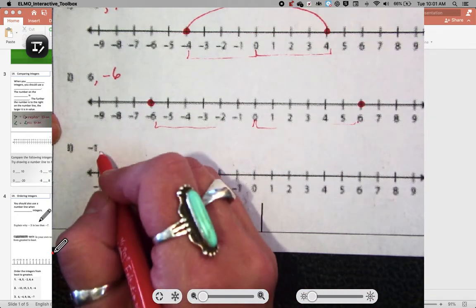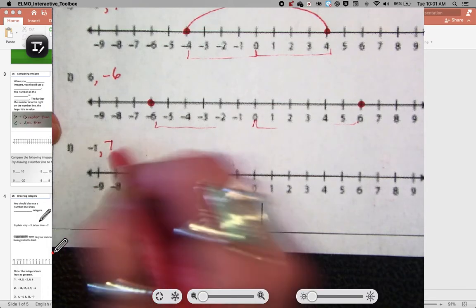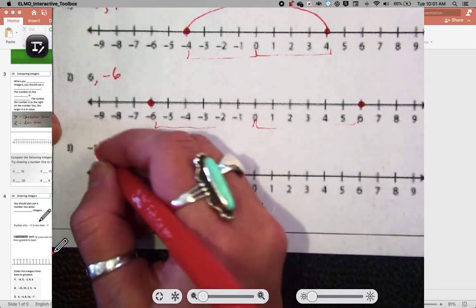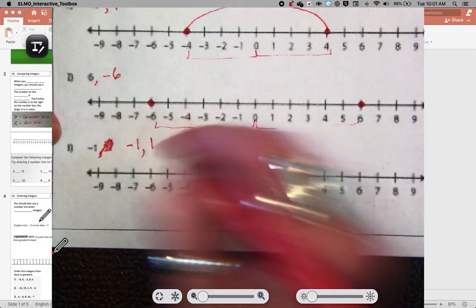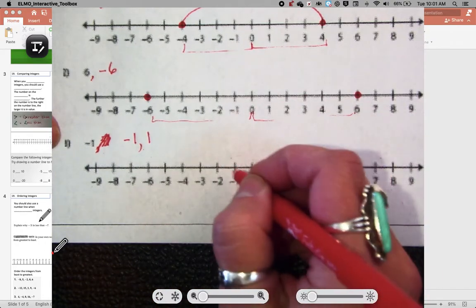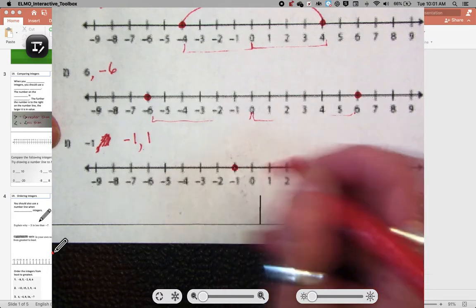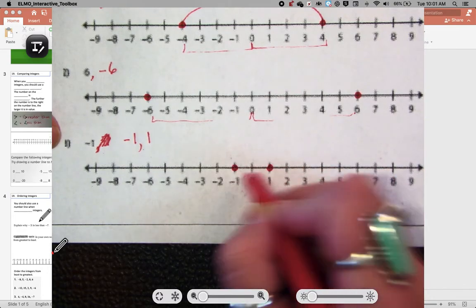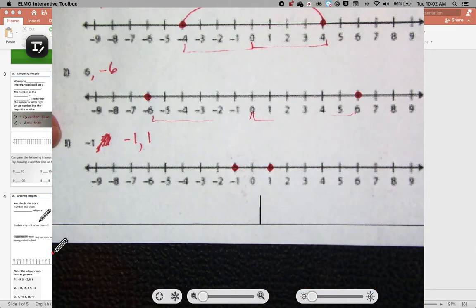Plot the integer -7 and its opposite 7. I'm sorry, this is a 1. -1 and its opposite 1. So we would plot -1 and its opposite 1. There, it's very easy to tell that they're the same distance from 0 in opposite directions.